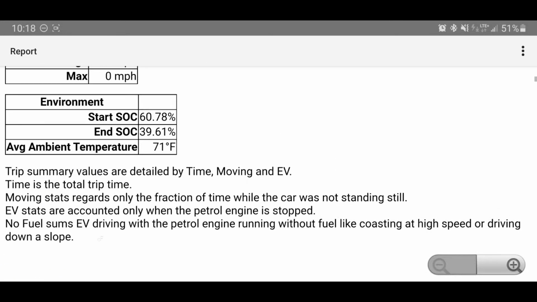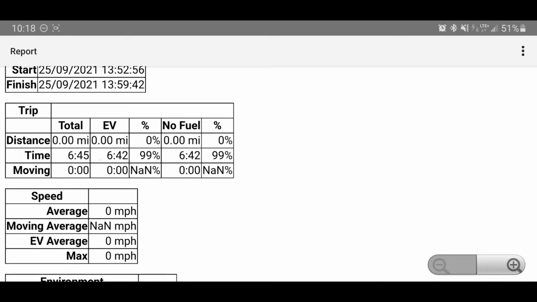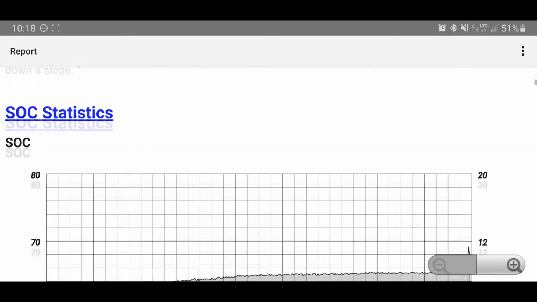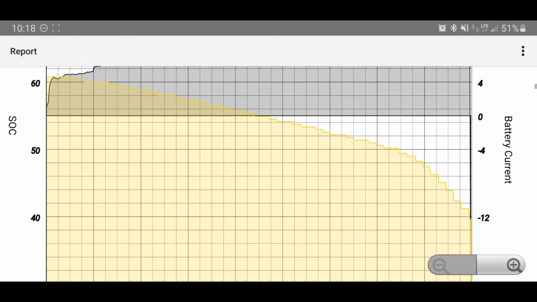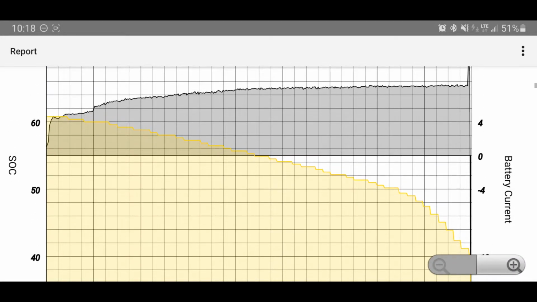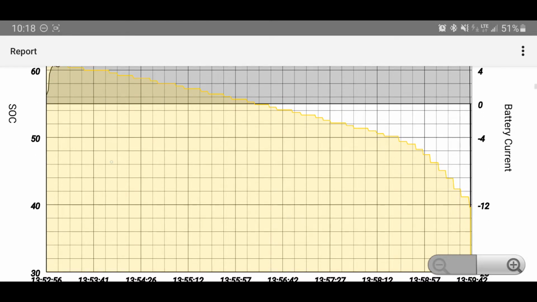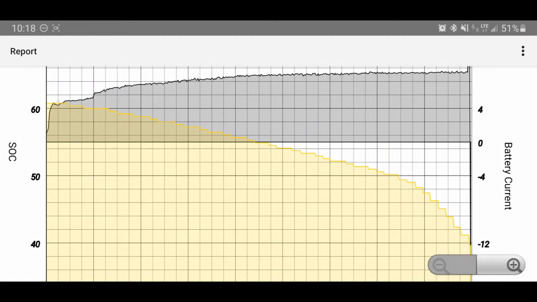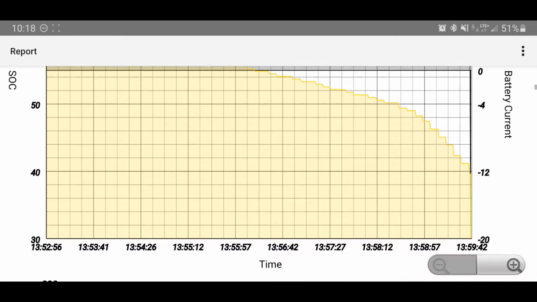But anyway, so you're looking at 71 degrees, 60.78, and a total running time of 6 minutes and 42 seconds. You can see that graphed out here, so you'll see the sharp drop off at the end. And we talked about this in the last video, about how nickel metal hydride doesn't have such a linear curve. So when the battery is discharging, it'll go at somewhat of a standard curve, but then it'll start to very sharply drop off at the end.